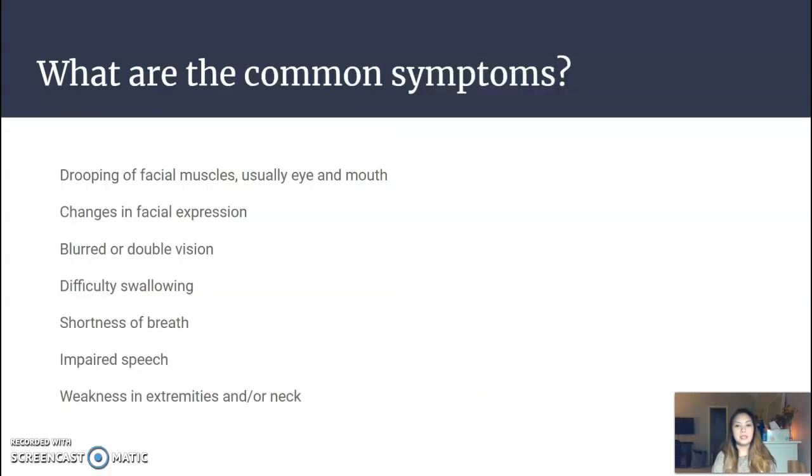So, a few common symptoms of myasthenia gravis include drooping of the facial muscles, which is actually the most telling sign of myasthenia gravis, weakness in the extremities or neck, like I said before, changes in facial expression because they're not really able to control what their facial muscles are doing, and blurred and double vision, which has to do with ocular myasthenia gravis, difficulty swallowing, shortness of breath, and impaired speech. There can also be found in patients an uneven gait or walking pattern because their legs are lacking strength in either one or both.